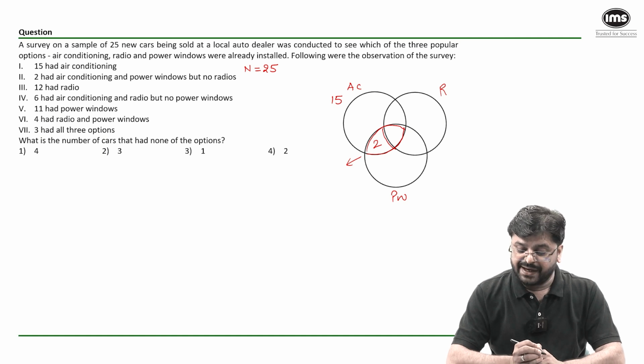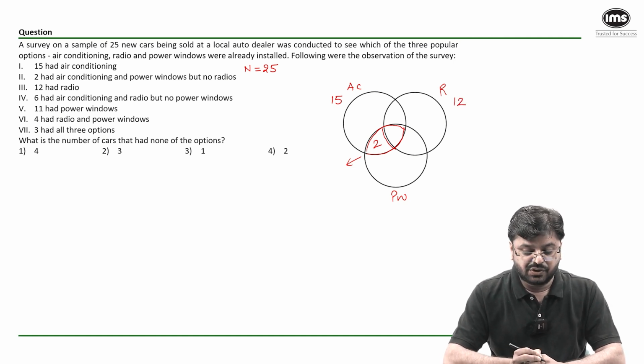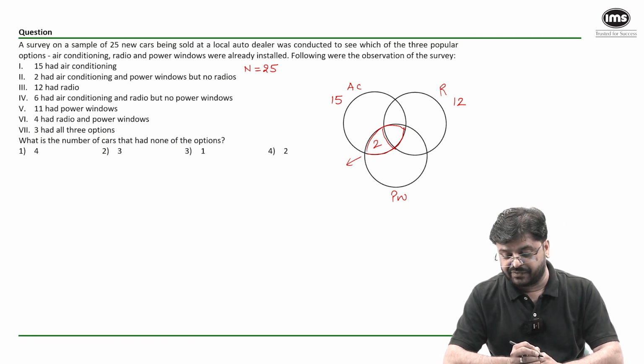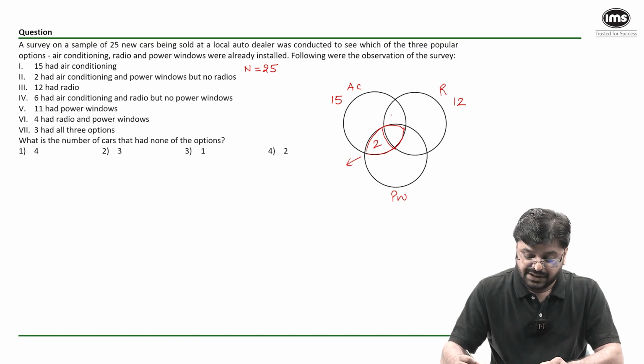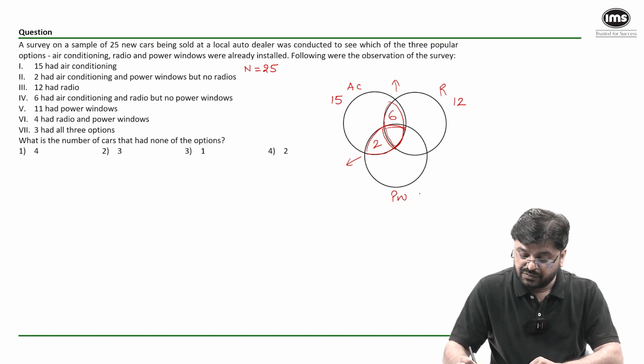Now, 12 had radio. So in all, 12 cars have radio. Then 6 had AC and radio, but no power window. AC and radio is this part. This is AC and radio, but since it doesn't have power window, we are talking about this area, and this is 6. 11 had power window.